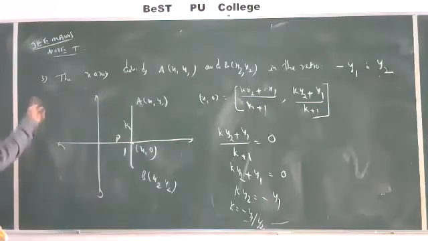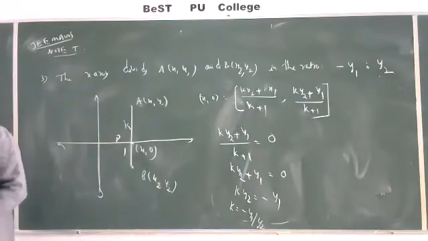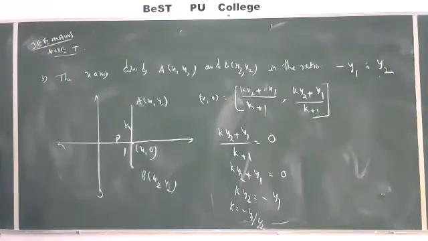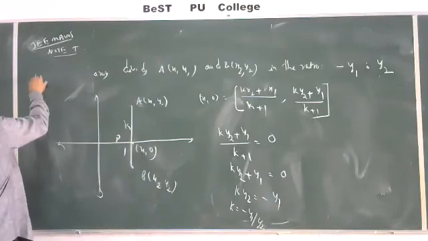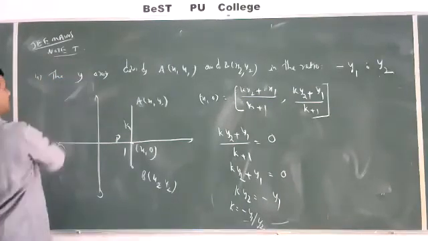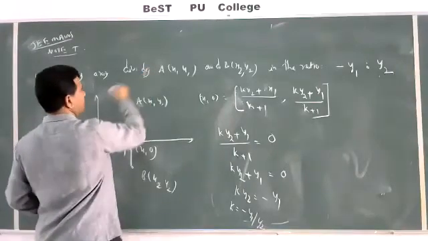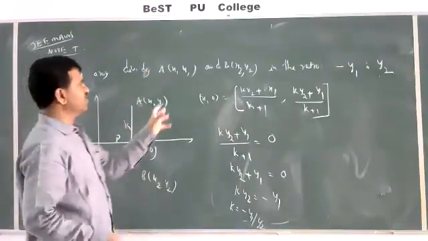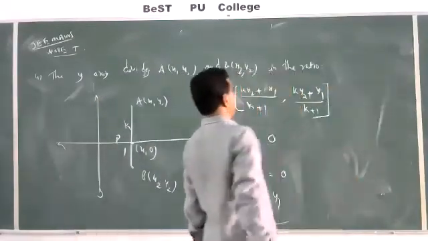All of you derive the fourth one. The y-axis divides A(x1, y1) and B(x2, y2) in the ratio. Fourth question. Derive it and tell me the answer.